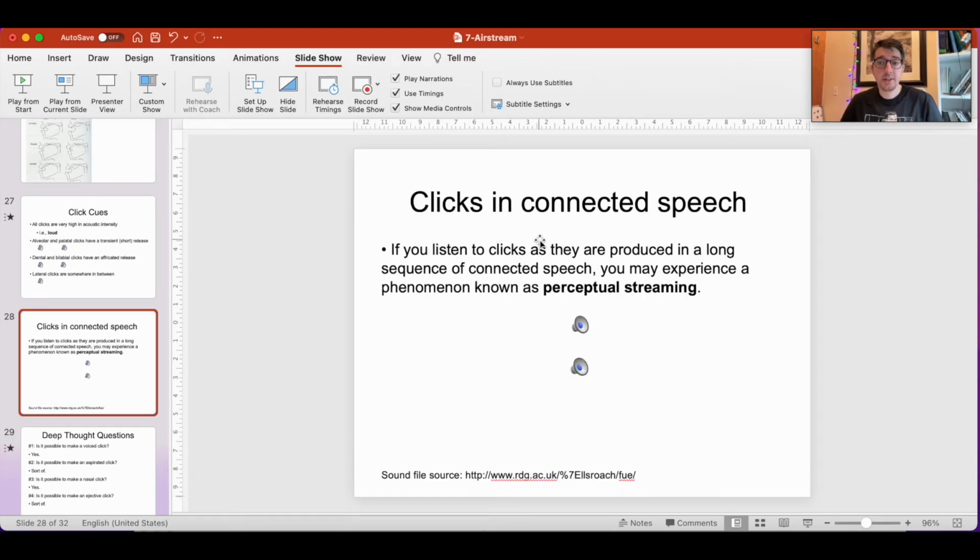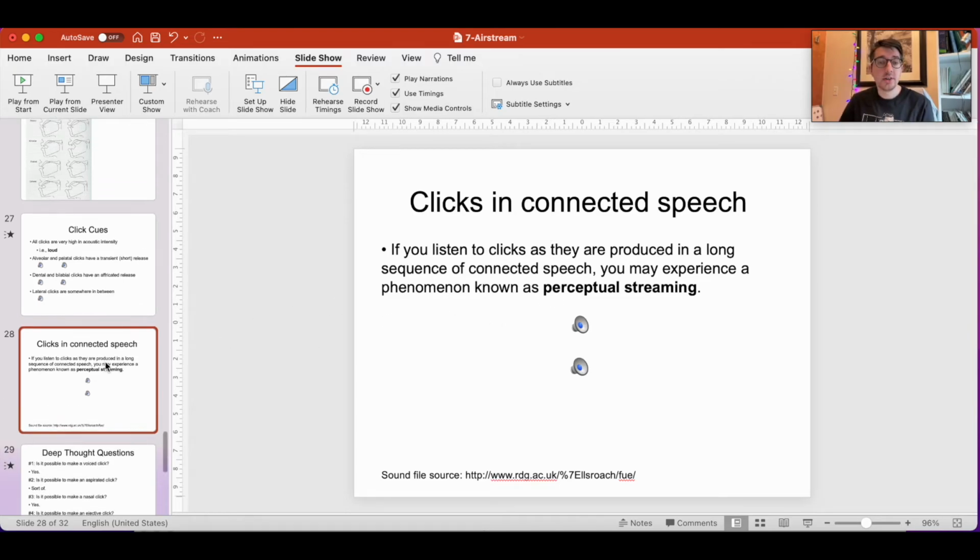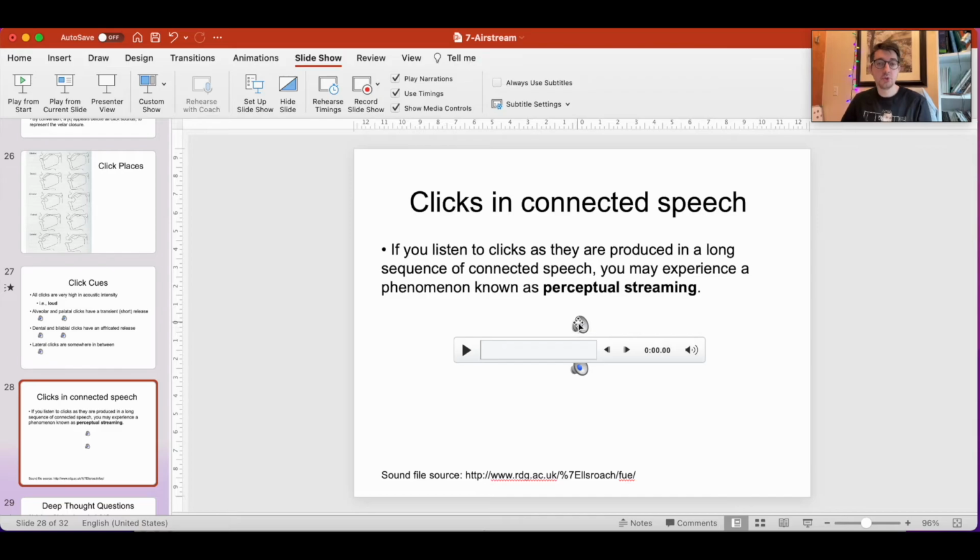There is a fun feature about clicks in connected speech. For example, when clicks are produced in a long sequence of connected speech, you may experience a phenomenon known as perceptual streaming. This is basically when you do not think that clicks are even speech sounds, but only some noise in the background. And when you perceive them in a longer chunk of speech, like here, you may perceive them as non-sounds at all.